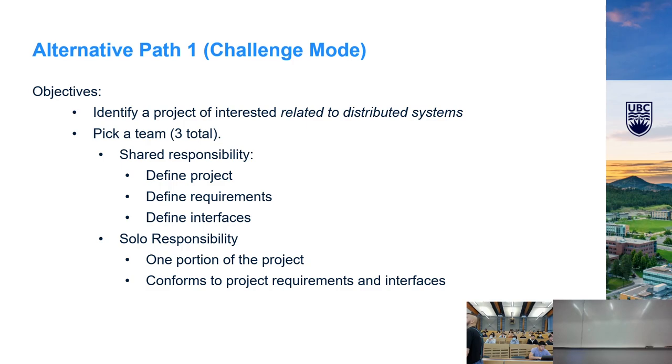You need to pick a team, 3 people. You have both shared and individual responsibilities. Your shared responsibilities are to define the project. You have to agree: what are we building? Then you have to define, what do we have to do in order to build this thing? Requirements. And then you have to say, here's what these pieces are going to look like. Here's how they're going to interact with the other pieces in the system. And then you're going to go off and build one of those pieces of the project.